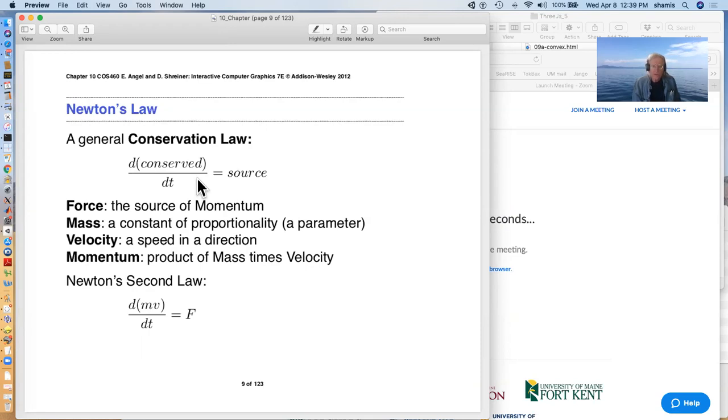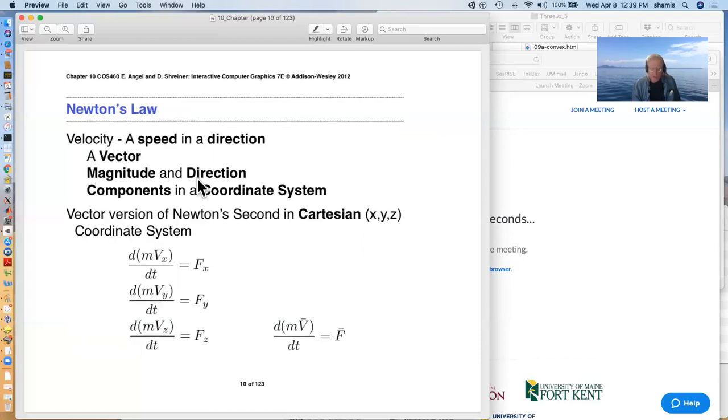Newton's second law also is an example of a conservation law, in that the rate of change of momentum, mv, is equal to the force. mv is the conserved quantity, and force is the source of momentum. And so if there's no source, no unbalanced force, then the rate of change of momentum is zero. Momentum doesn't change, it's conserved. This is all physics stuff.